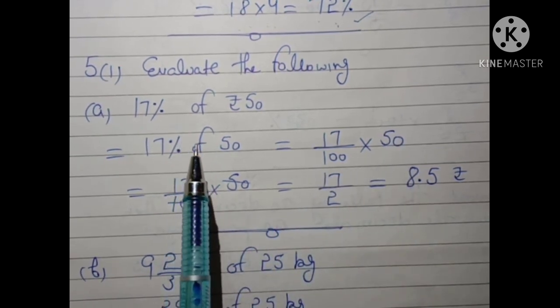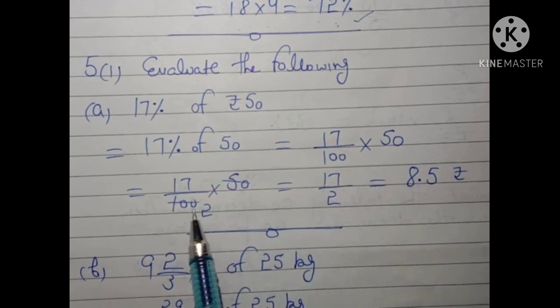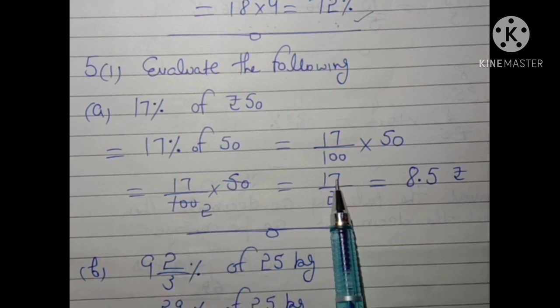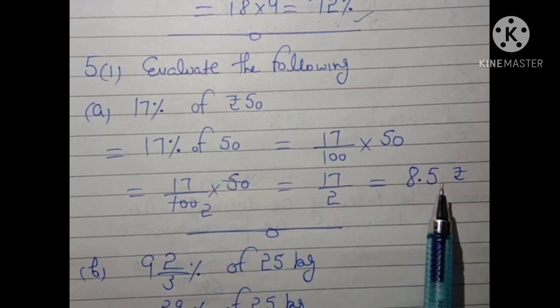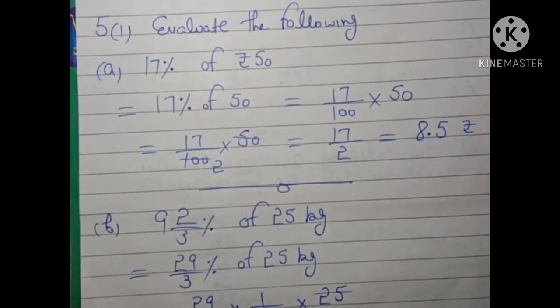So in this way we can solve this one. It will become 17 by 100 into 50, and after doing calculation 50 into the 100 it will become 17 by 2, and after division it will become 8.5. So this is the solution, meaning 17% of 50 rupees is 8.50 rupees. So this is the solution.